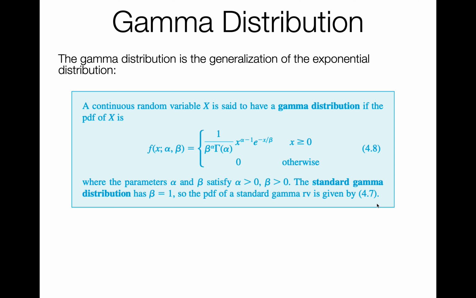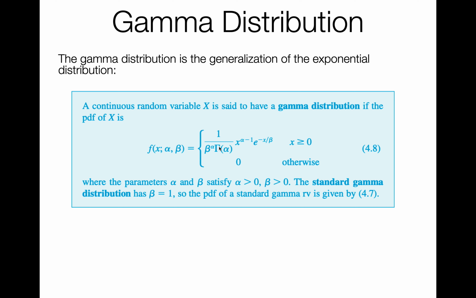The gamma distribution, as I've said before, is the generalization of the exponential distribution. It looks like this. A gamma distribution has a PDF that looks like this. It has two parameters, alpha and beta. The PDF is 1 over beta to the alpha, and then it has this gamma function here. This is a capital gamma of alpha. We don't really need to worry about the gamma function. It's another function that you have to do some integrating to.